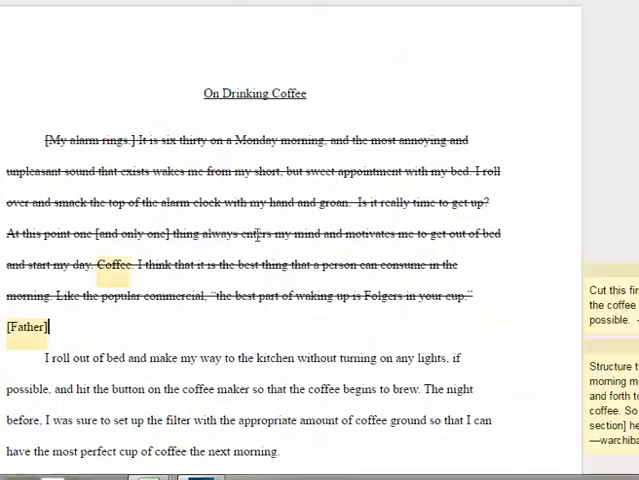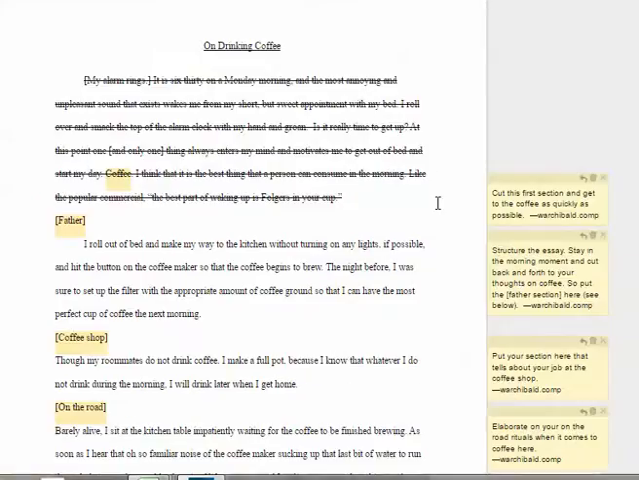What I've done here is, let me stop for a moment. I had to fit it to the screen here. Okay, so what I've done here is I've commented on this paper. I've taken out this first paragraph because I want to talk about structure here.